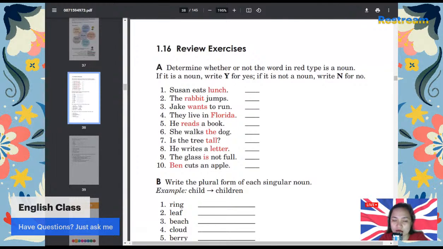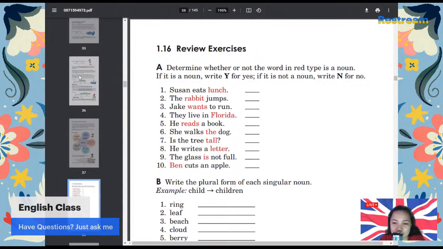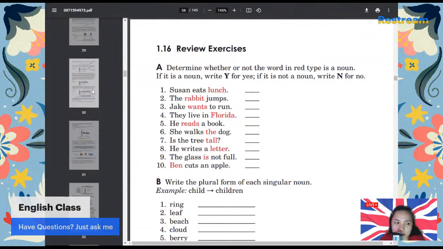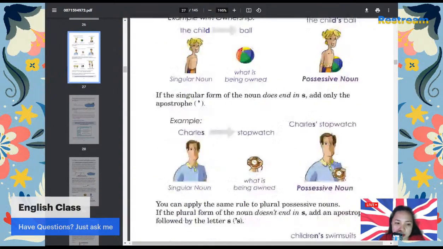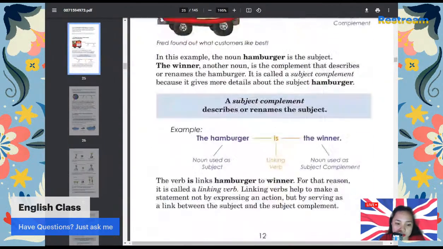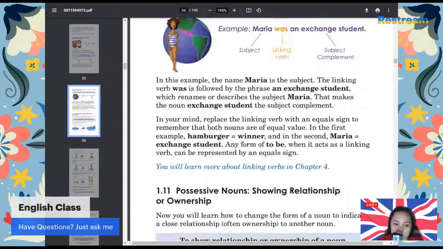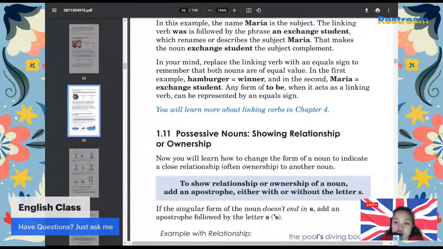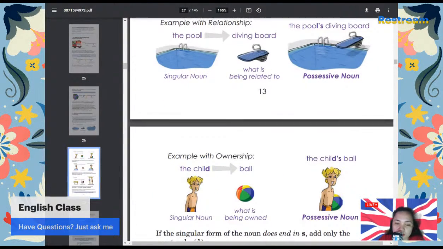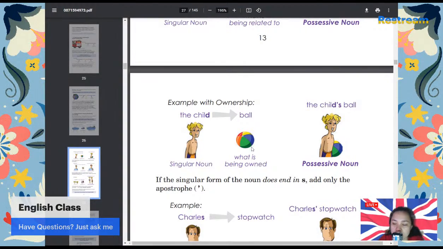Okay, so from yesterday's session, we had two parts of our session, last afternoon or morning to you guys. So now let's go back to where we started last time. We started on the continuation of the possessive nouns. Possessive nouns use an apostrophe and the letter S.